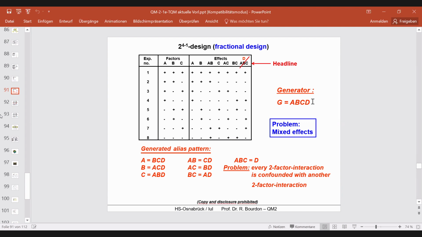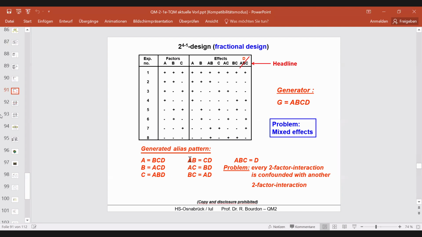If you take this generator and combine it with B, then B is double. There are 2 B. And so what remains is ACD. So this means B is confounded with ACD. So these are the confoundings here. And you see that the main factors are confounded with a 3-degree interaction. This is not a big problem.